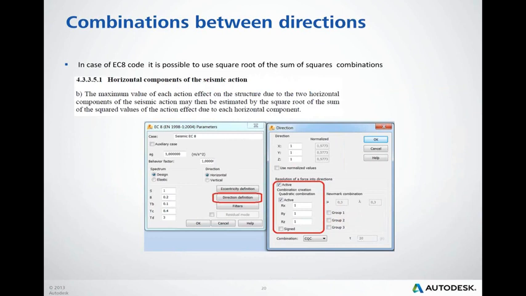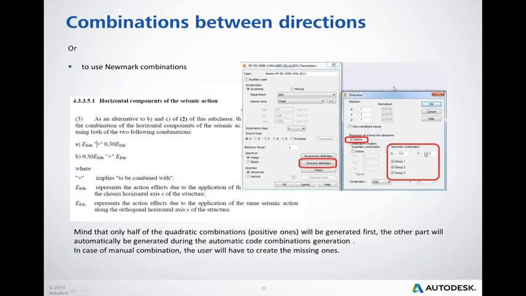Second level of combinations, combinations between directions. Either SRS combinations can be used, which should be activated on the left side of the direction window, or numeric combinations. One hint, mind that only half of quadratic combinations, positive ones, will be generated. The other part will automatically be generated during the automatic code combinations generation. In case of manual combinations, the user will have to create the missing ones by himself.